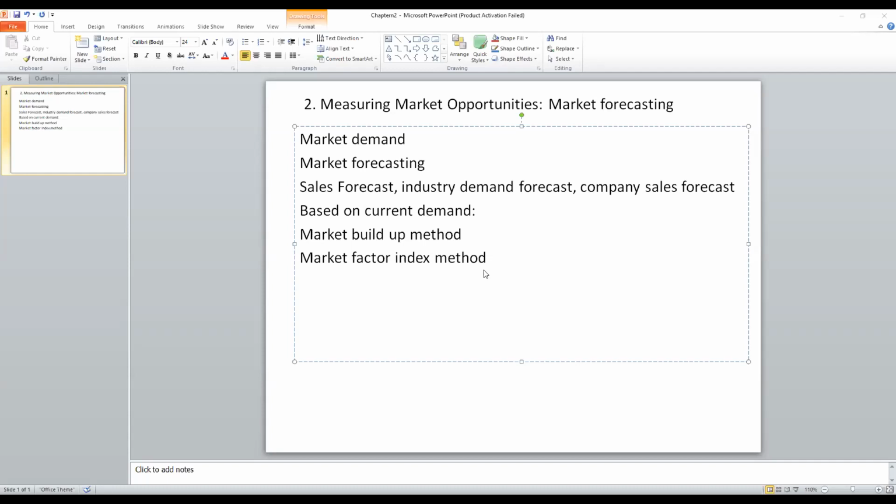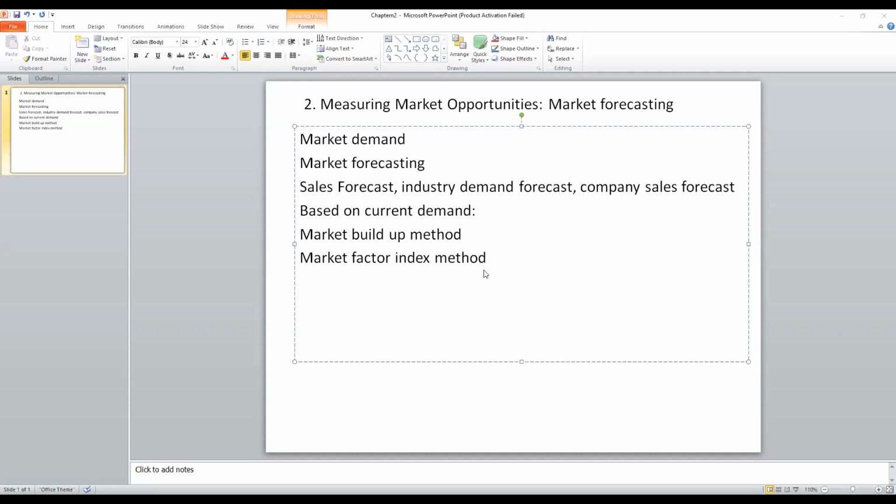Small q is the quantity purchased by an average buyer per year. So per year, a particular customer on an average purchases so much quantity of that product. And P is the price of an average unit. Now this method will give the total market demand. This method is very simple. There are no complications in calculating.